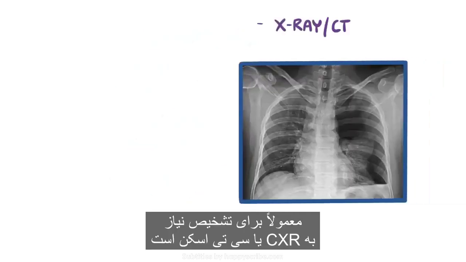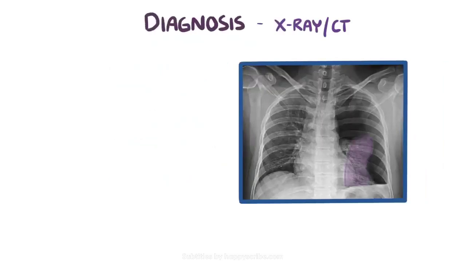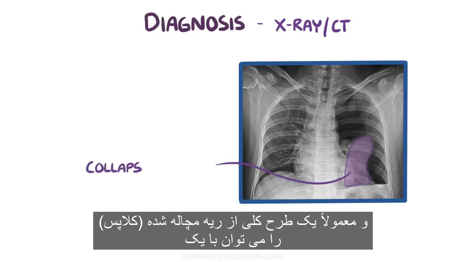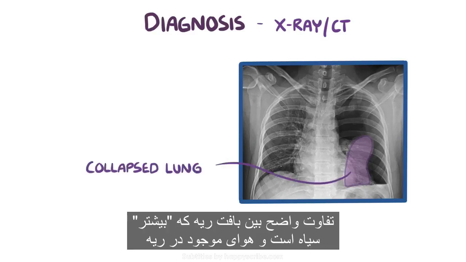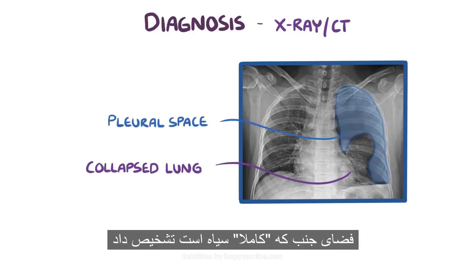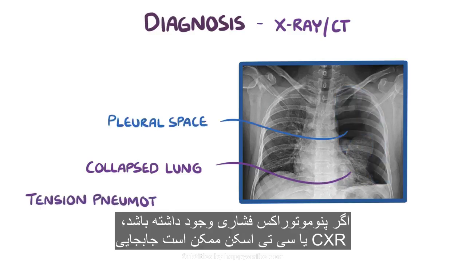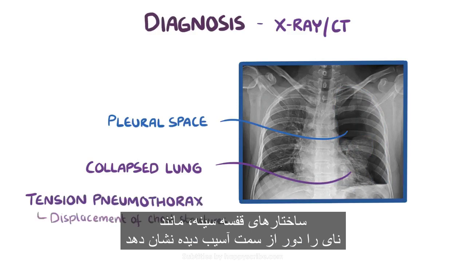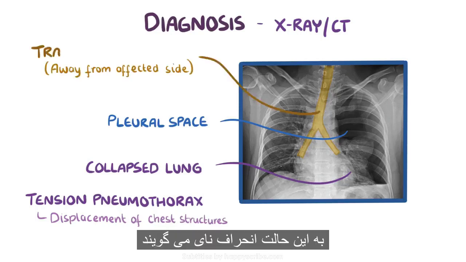Typically, an X-ray or CT is needed for diagnosis, and usually an outline of the collapsed lung can be seen, with a distinct difference between the lung tissue, which is mostly black, and the air in the pleural space, which is completely black. If there's a tension pneumothorax, an X-ray or CT might show displacement of the chest structures, like the trachea, away from the affected side. This is called tracheal deviation.